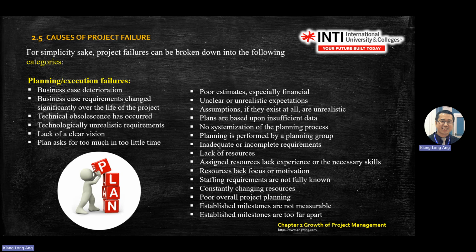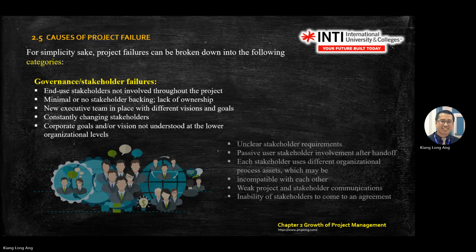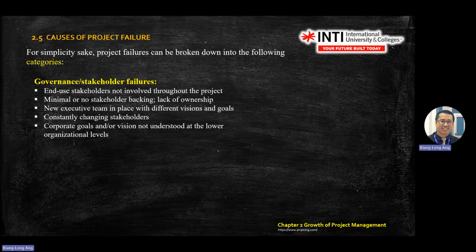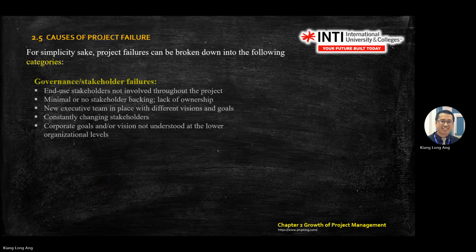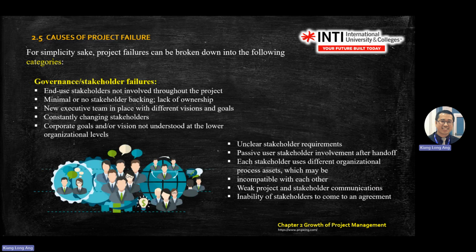This one is the planning failure dimension, category. The second one is governance and stakeholders failure. So you have the planning failure, execution failure, that's the first category. The second category is governance or stakeholders failure. So they also have more, I think 10 points here. Memorize maybe 3 or 4 points from here.